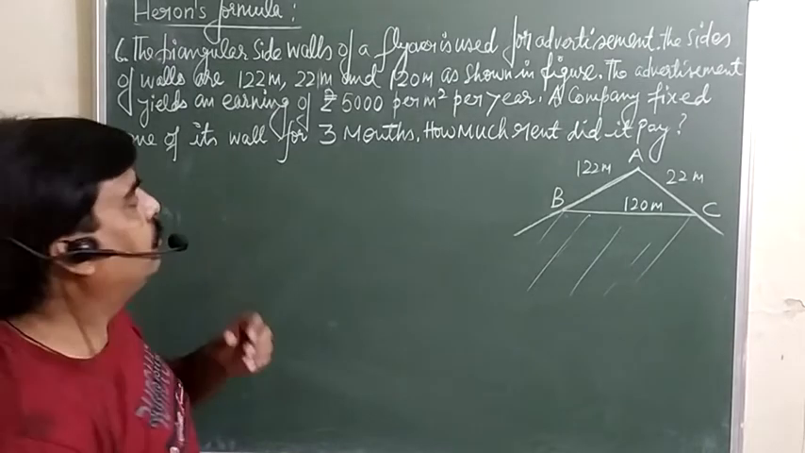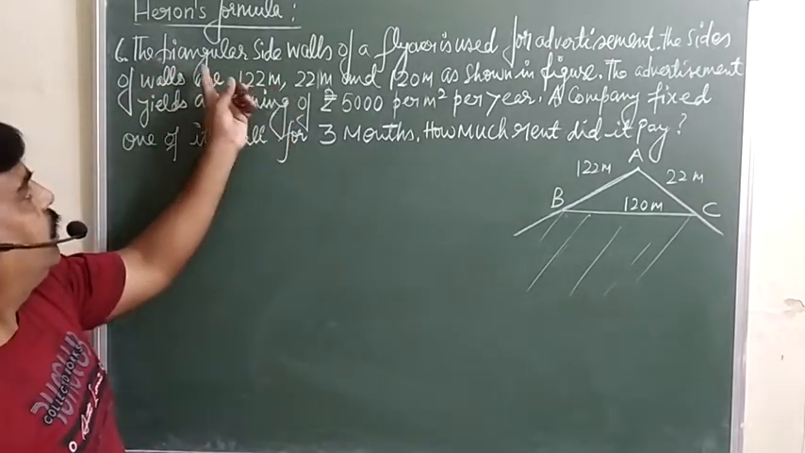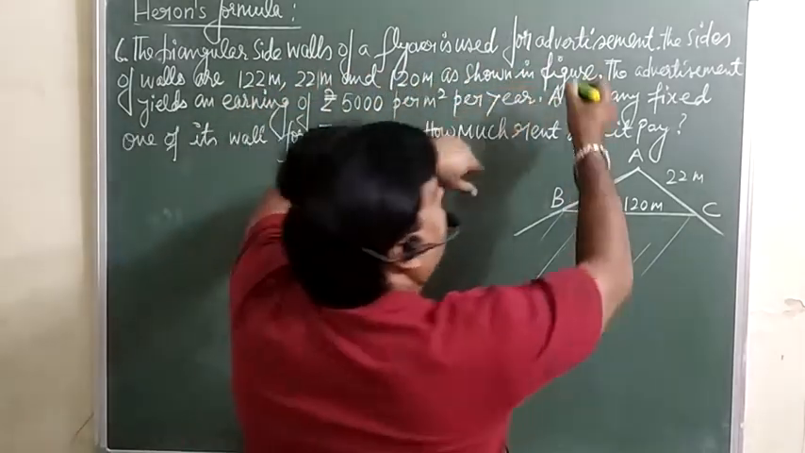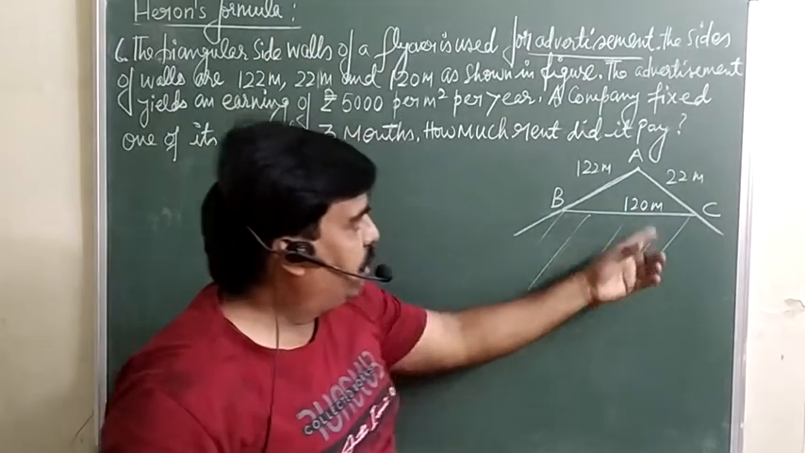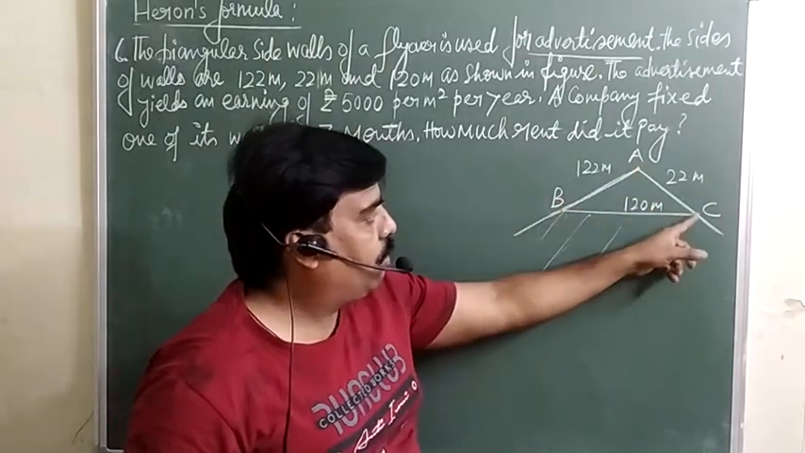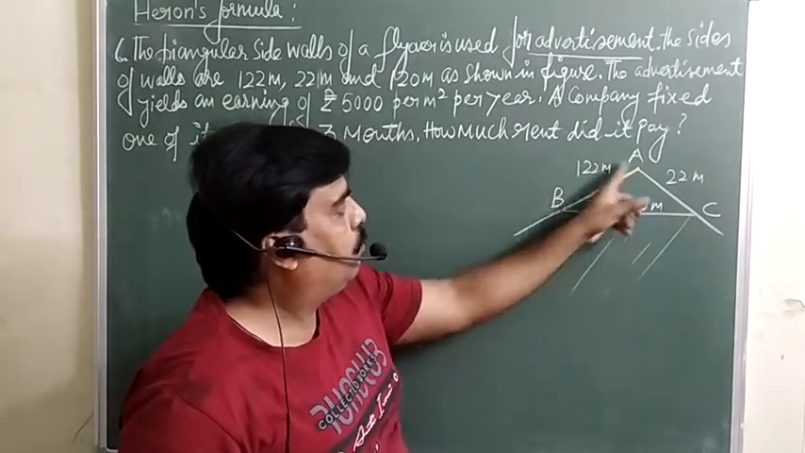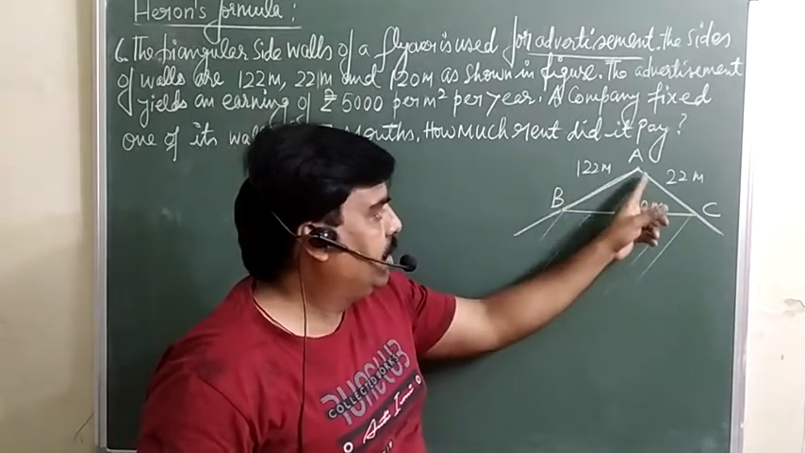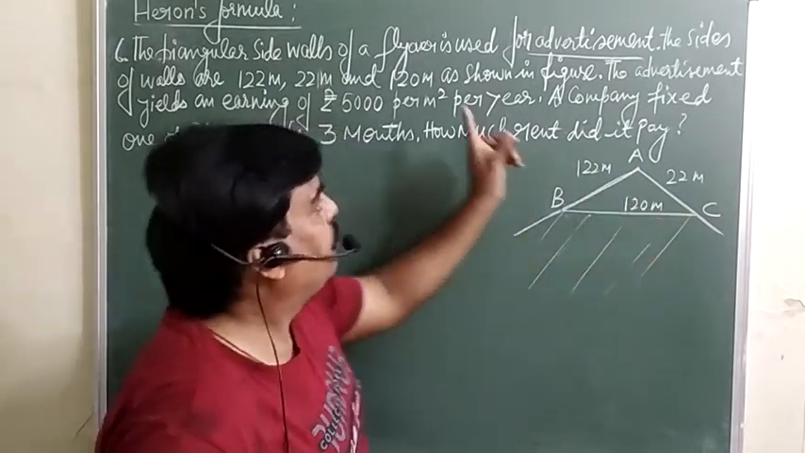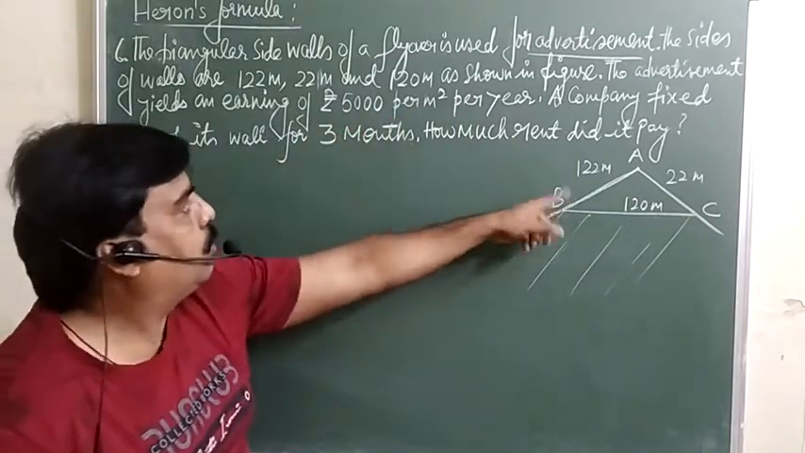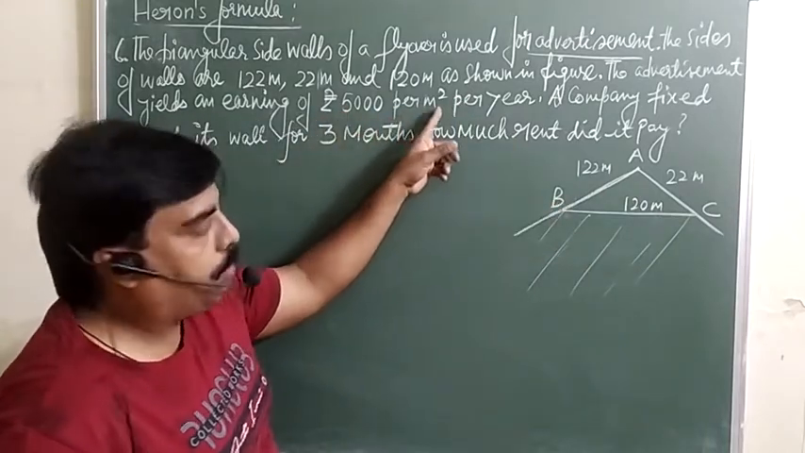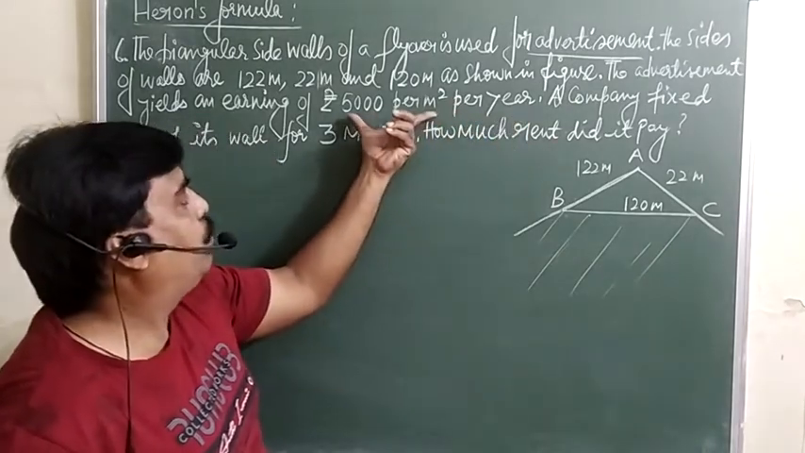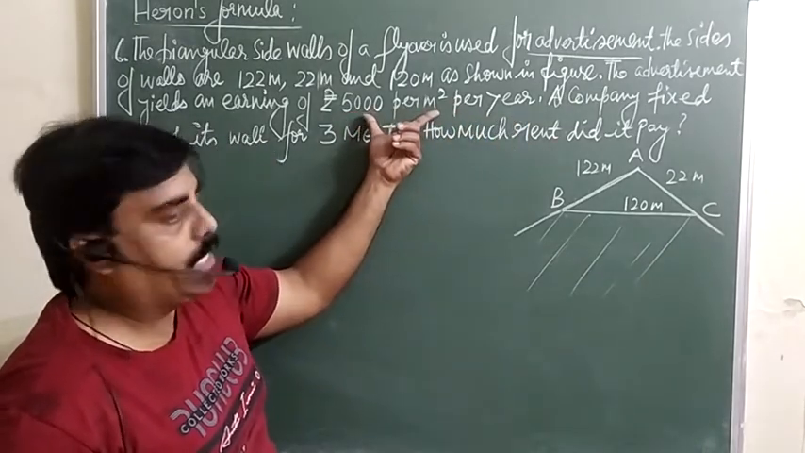Now the question is, there is a triangular side wall of a flyover used for advertisement. This is a flyover. This is in the triangular form. One board is there which we use for the advertisement. The company is going to pay 5,000 rupees per meter square for 1 year. For 1 year it is going to pay 5,000 per meter square.